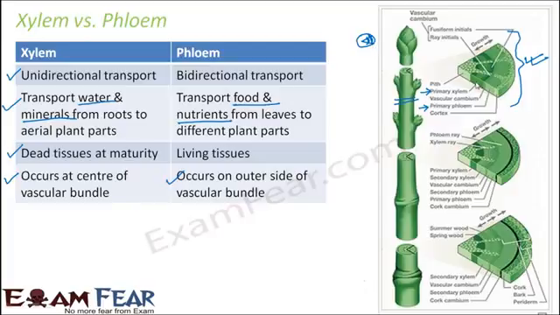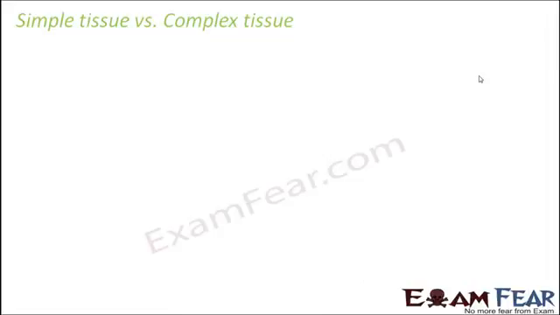Here, this is the xylem. This dark green colored structure which you see is your xylem, and this light green structure is the phloem. So xylem lies towards the center of the vascular bundle and phloem lies towards the outer side of the vascular bundle. So these were the major differences between xylem and phloem, and with this we end our discussion on plant tissues.